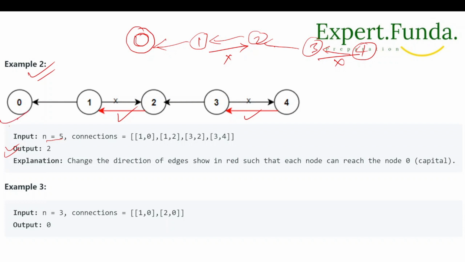Everyone is going to the capital. Now understand, if we have 3 given, and there is 1, and there is a 0, so this is the direction we have. Let's suppose 1 to 0, and there is 2 to 0, right? So this is already marked, so you don't need to change anything, so it's fine.